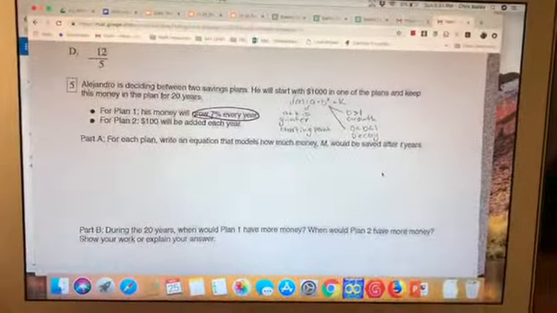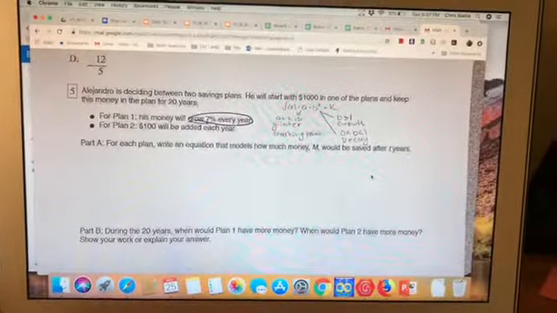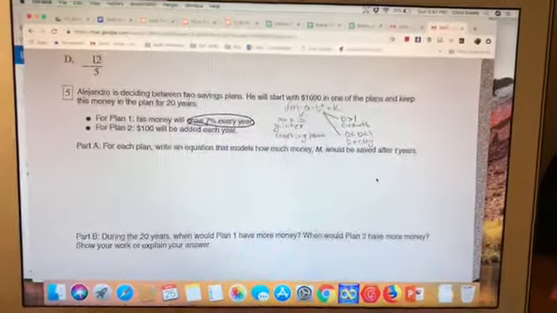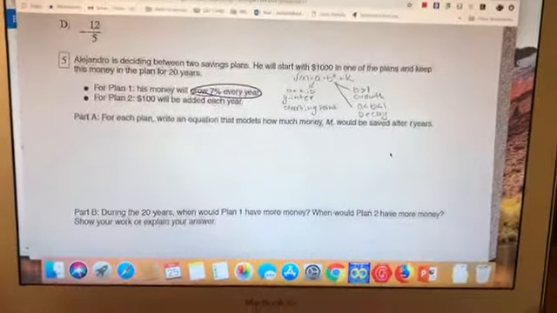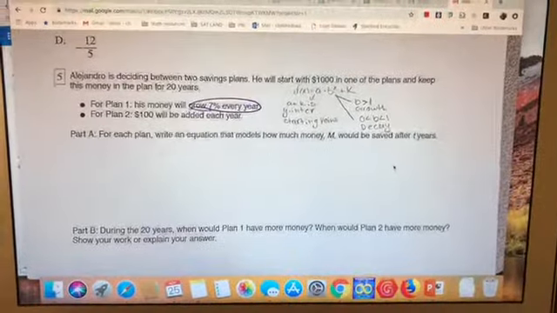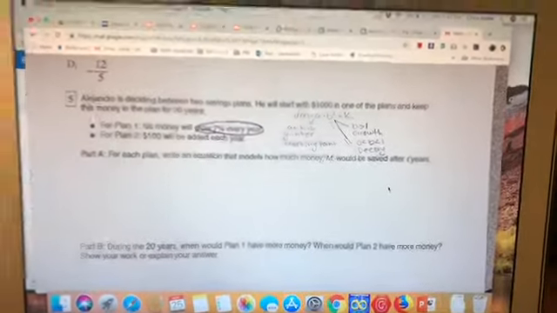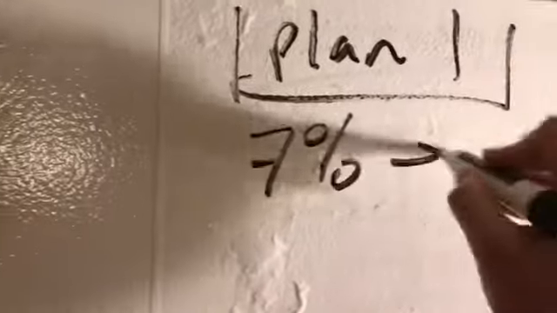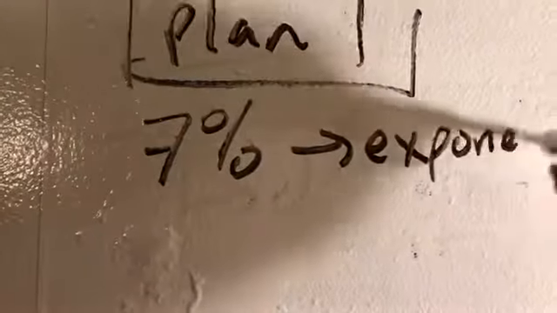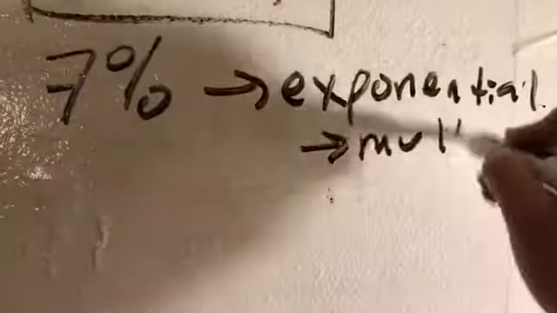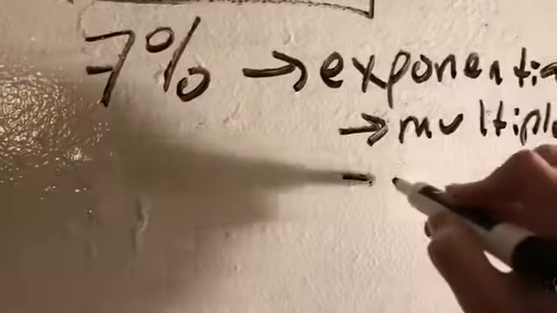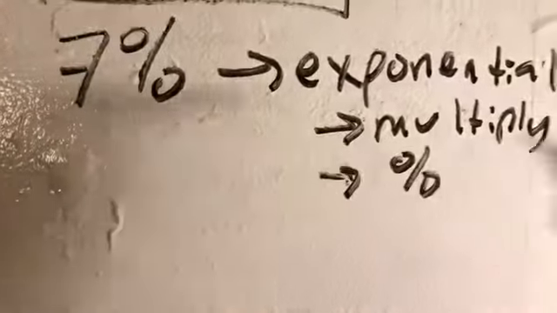We're writing, first we have to write an equation for plan 1 and plan 2 about how to save. No matter what, we're starting with $1,000, and then we have 2 different options for how it's going to grow. So first, for plan 1, since it says it's growing at 7% every year, this has to be an exponential function, because exponential functions always take care of patterns that are multiplying or that change by a percent.